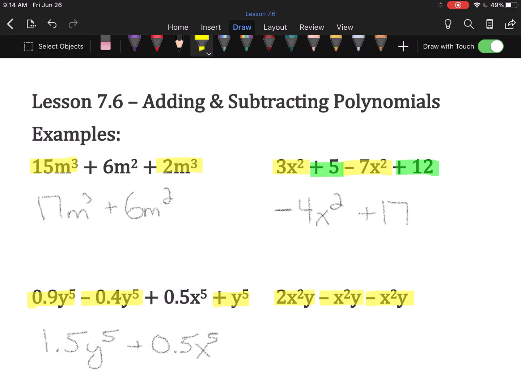Here we have all like terms, actually. They are all x squared y, x squared y, x squared y. So I have two of them, and then I take away one, and then I take away another one. So if I start with two of something and I lose both of them, I got nothing left. That is 0.